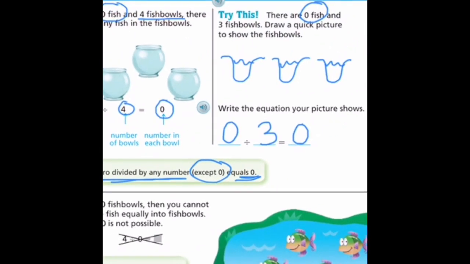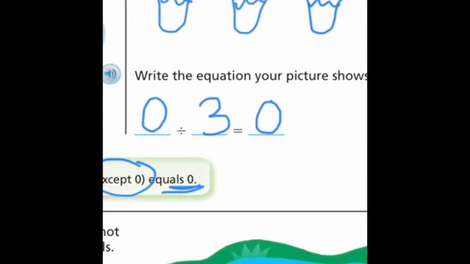So again, think of it as how many fish you have. 0 divided equally among however many things there are. 3 fish bowls, 1,000,000 fish tanks, whatever. That means you would still put 0 fish in each one because you don't have any fish.